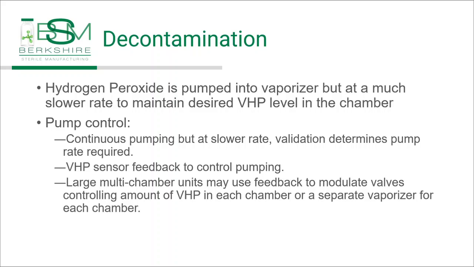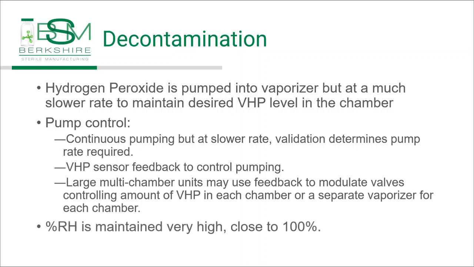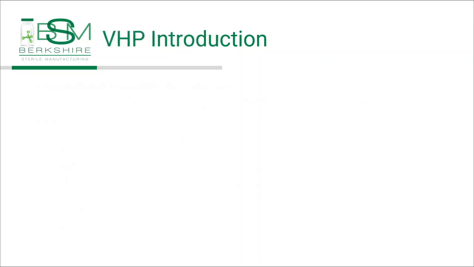Large multi-chamber units may use a centralized vaporizer that feeds all of the chambers, but it modulates valves controlling the amount of VHP in each chamber, or some of them use separate vaporizers for each chamber. And the percent relative humidity is maintained very high, close to 100%, so you get the best distribution of water and hydrogen peroxide on the surface.